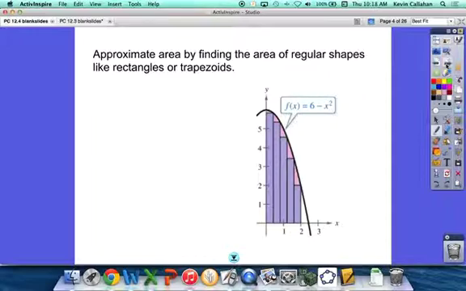In this problem, the top of the graph is f of x equals 6 minus x squared. So it's a parabola, the y-intercept is 6, it opens down, and we're trying to find the area only between x equals 0 and x equals 2. You can see in their picture they've used 5 rectangles to estimate the shape. In order to find the area of a rectangle, you need what? Length times width, right? The width of the rectangle is going to be 2 divided by 5, so 2/5. Every one of these rectangles is going to have a width of 2/5.